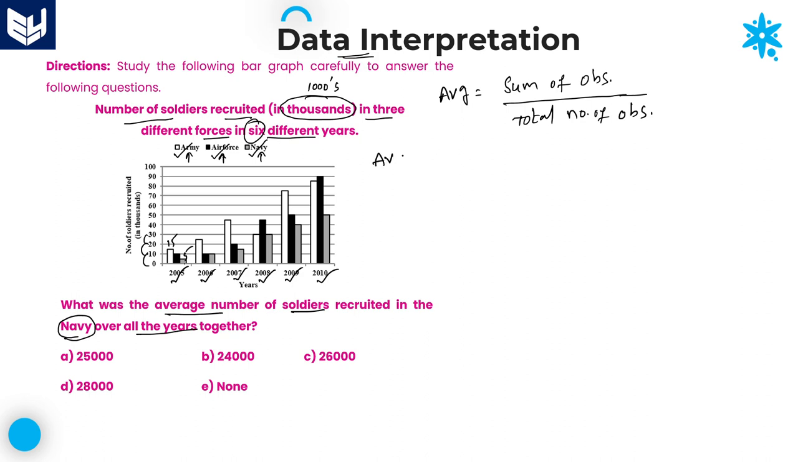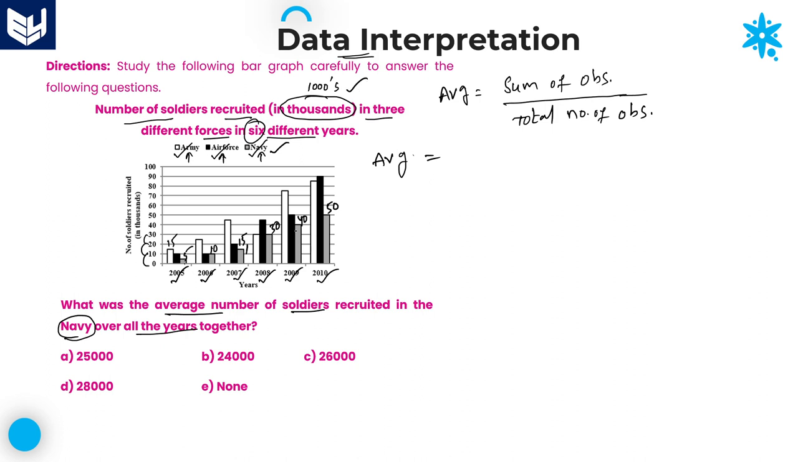As we want to calculate the average of Navy, we need to take the numerator value as the sum of Navy candidates. First, write down all Navy candidates. Navy candidates are third bars. In each and every year, the third bar is related to Navy. So, if you observe carefully, in 2005 this is 5, and 2006, 10. 2007, 15, because if you observe this line, it is in between 10 and 20. That is the reason why we are keeping it as 15. 2008, this value is 30. 2009 is an exact line, which is 40, and 2010 is also an exact value, which is 50. Every value is given in terms of thousands.